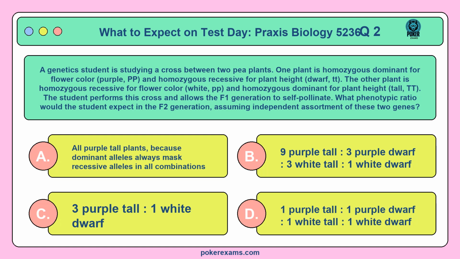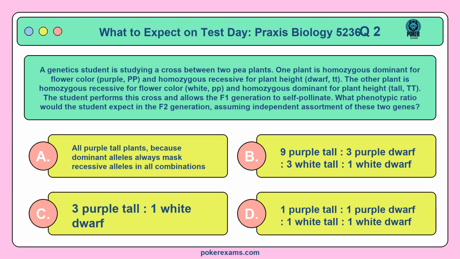Question 2. A genetics student is studying a cross between two pea plants. One plant is homozygous dominant for flower color, purple PP, and homozygous recessive for plant height, dwarf tt. The other plant is homozygous recessive for flower color, white pp, and homozygous dominant for plant height, tall TT. The student performs this cross and allows the F1 generation to self-pollinate. What phenotypic ratio would the student expect in the F2 generation, assuming independent assortment of these two genes?